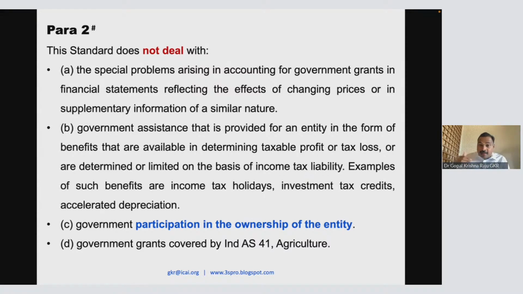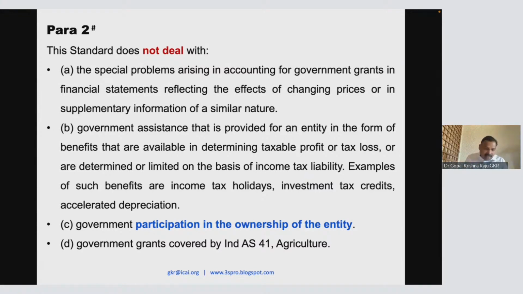So, with respect to produce, sometimes the grant will be in the form of one-time produce. For example, in the form of giving seeds. That also will be a government grant. So we need to clearly appreciate the distinction between Ind AS 41 and 20. I'll bring certain examples to you.